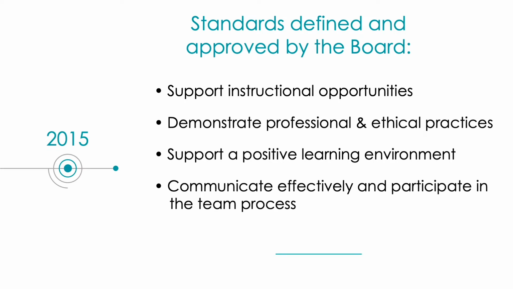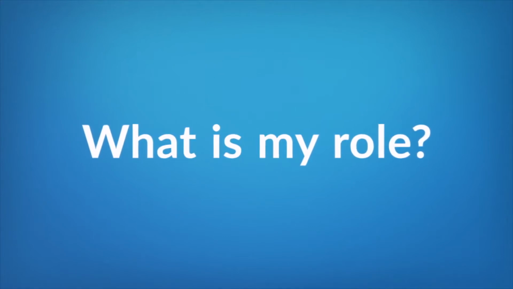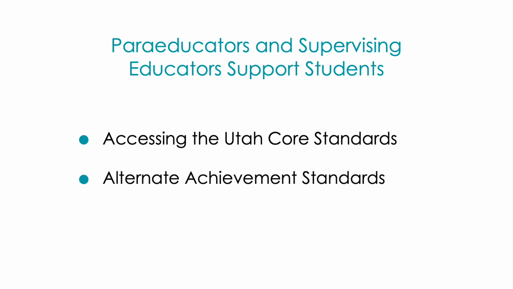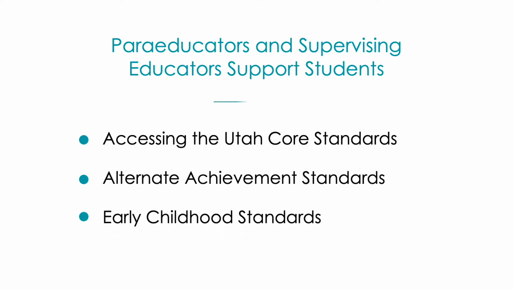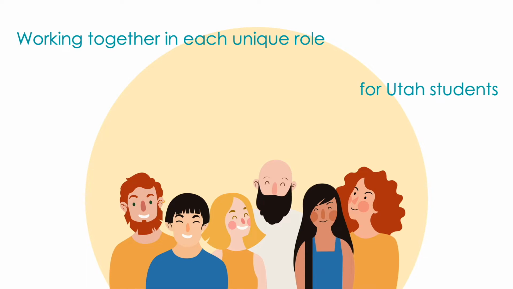They should support instructional opportunities, demonstrate professional and ethical practices, support a positive learning environment, communicate effectively, and participate in the team process. Understanding the roles of a paraeducator and the supervising educator is necessary to be successful in achieving the outlined standards. By working together, these partners support students in accessing the Utah Core Standards, Alternate Achievement Standards, and the Early Childhood Standards. Although working together as an educational team, these respective roles and responsibilities are very different.